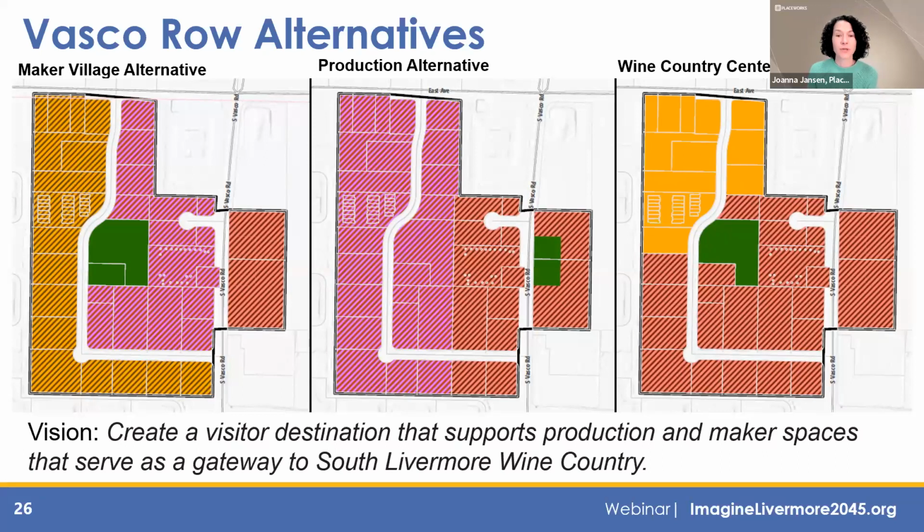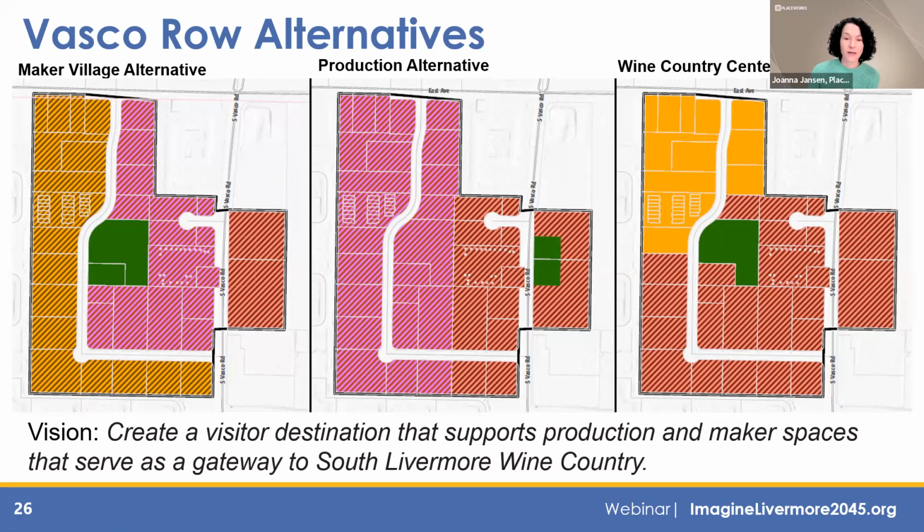So the Maker Village alternative on the left includes a residential high density component wrapped around Research Drive. And then the mixed industrial uses would be kind of consolidated on this other side of the road with a centrally located park. The production alternative does not include any new residential in this area. It would be all either mixed industrial commercial or this wine country commercial with the red stripes. There would be a small amount of new green space in this alternative. It's actually located on the east side of Vasco Road.